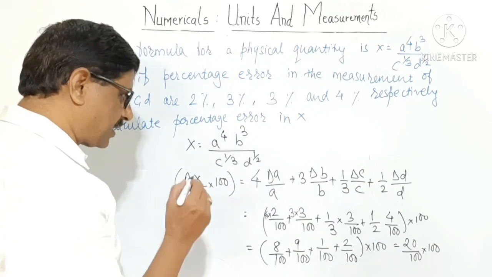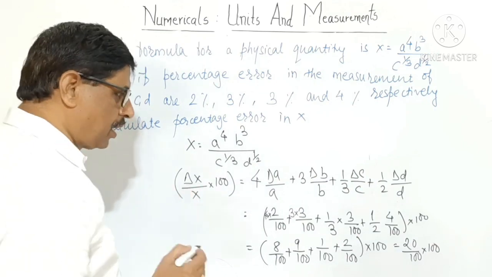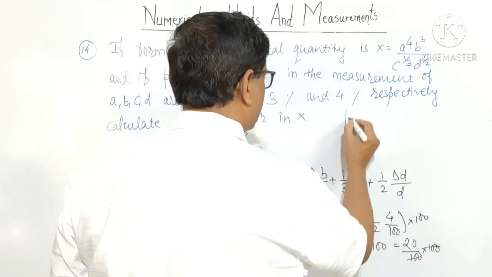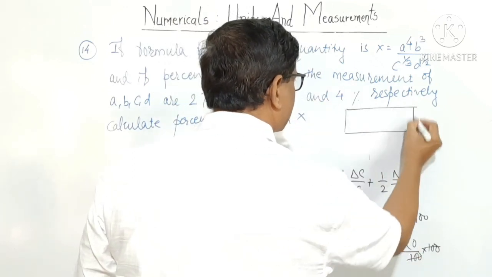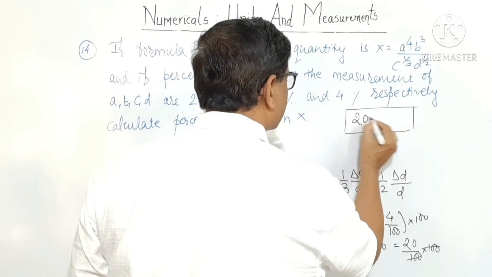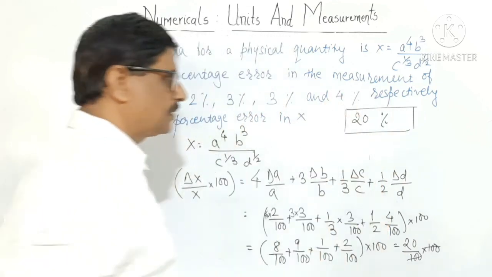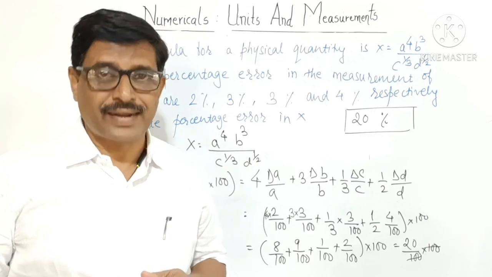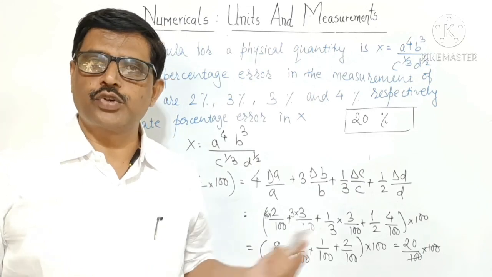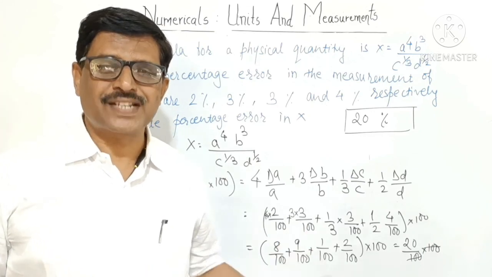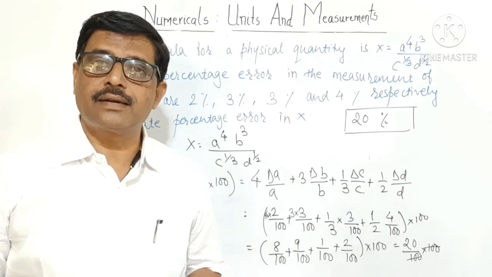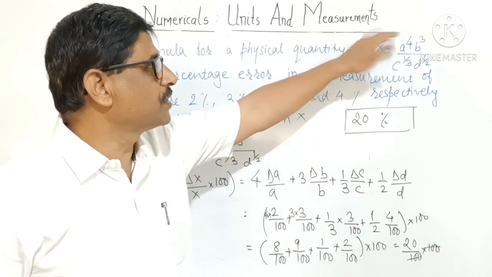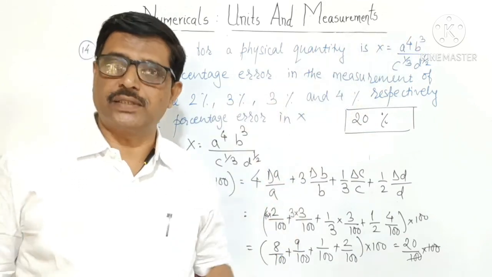Therefore, the percentage error in this case, the 100 gets cancelled, and the expected answer here is the percentage error in the measurement of X is 20%. Percentage error in the measurement of X is 20%. This is how to determine the percentage error in a quantity which is a combination of different physical quantities with their powers.